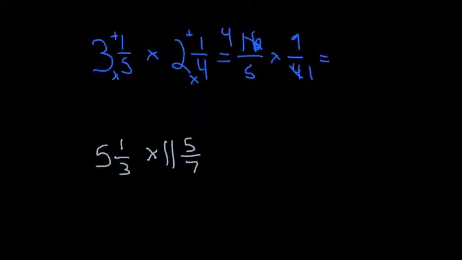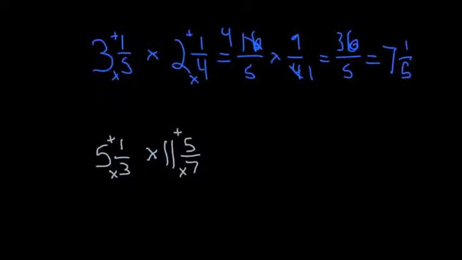4 times 9 is 36. 5 times 1 is 5. 5 will go into 36 7 times with 1 left over. So 7 1/5. So same thing down here. 5 1/3 times 11 5/7. Make them improper fractions.